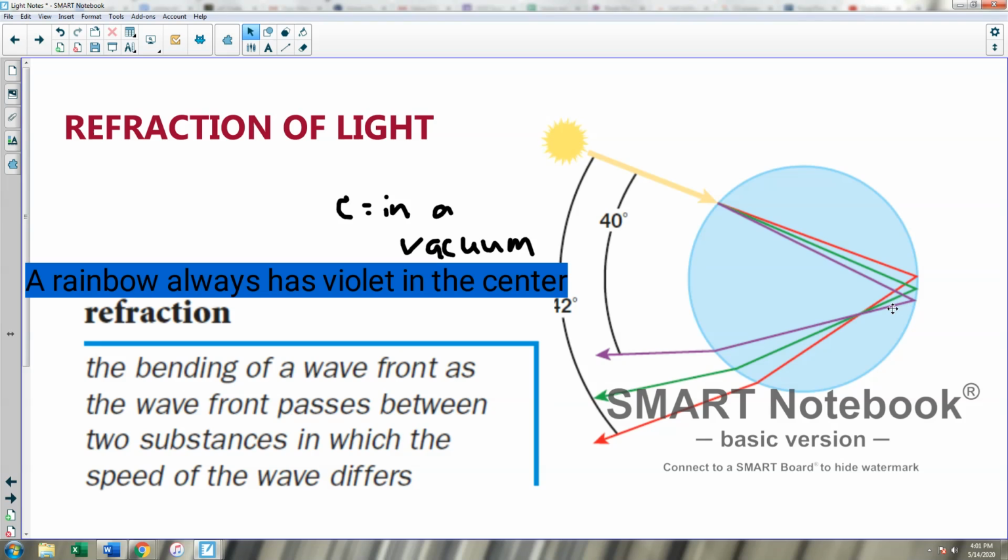So what you're seeing is sort of a virtual image of a rainbow with one color on the inside and one color on the outside because of the light reflecting off the back of the water drop. Okay?